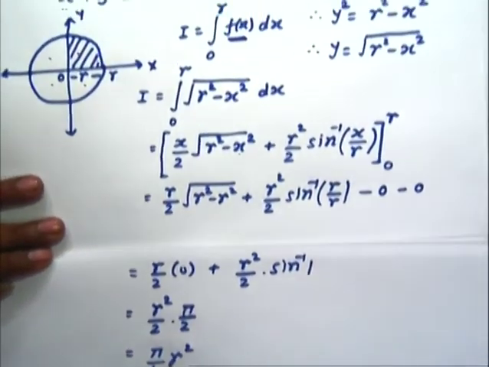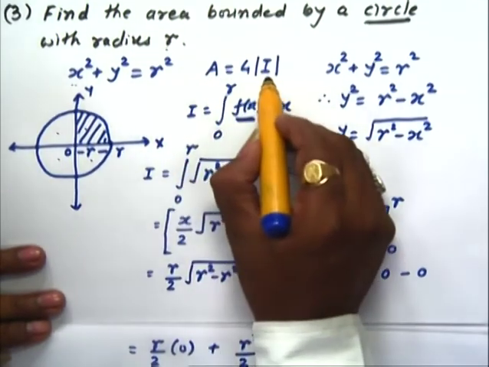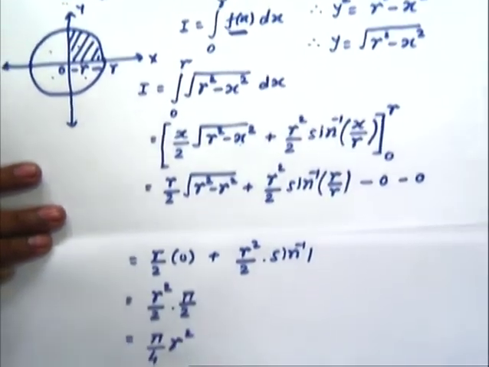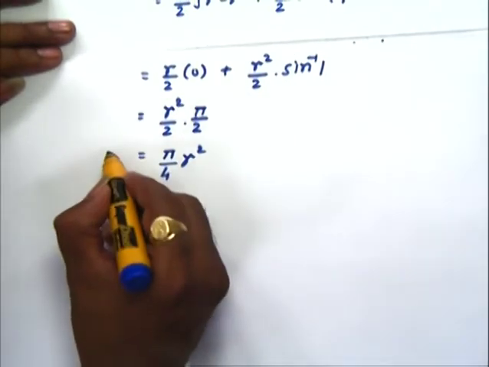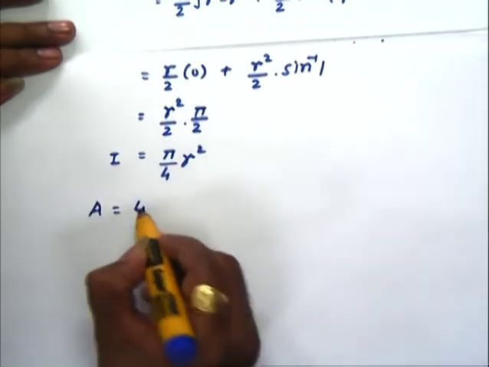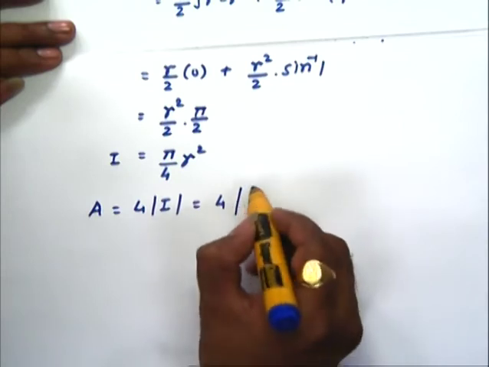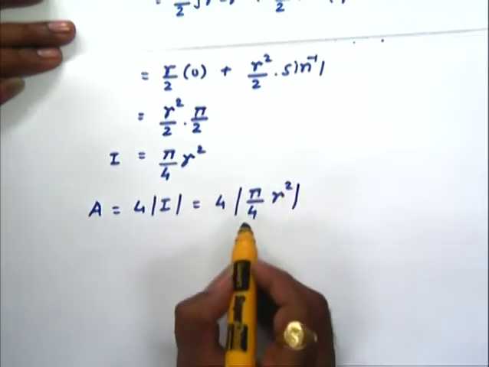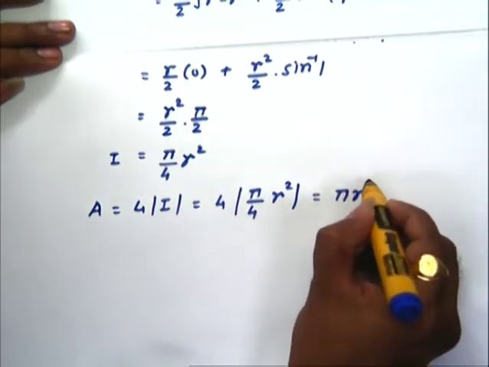See, A is 4 mod I and I is this. We have found the value of I. Okay, I is this. So the area of circle A equal to 4 mod I equal to 4 mod pi by 4 r square. 4 will cancel out and the answer is pi r square.